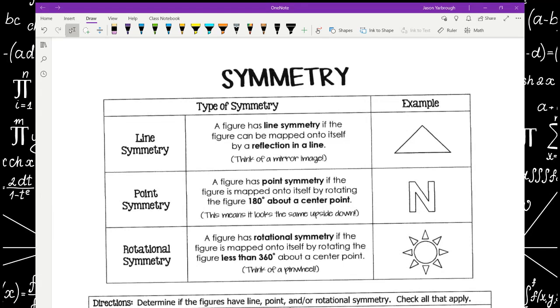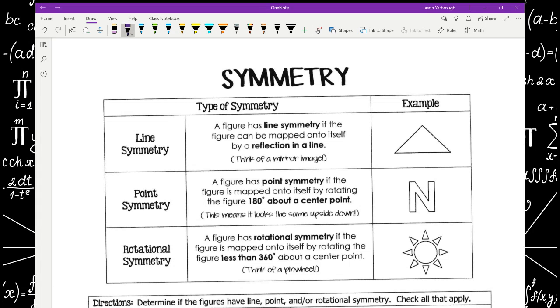This lesson's on symmetry. We're going to talk about three different types of symmetry today. The first of which is line symmetry, which is what most commonly is referred to when we're talking about symmetry. Line symmetry is whenever a figure can be mapped to itself by reflecting it with a line.